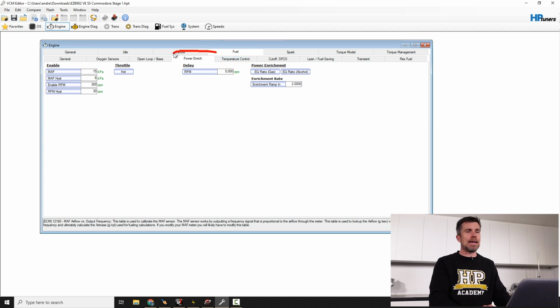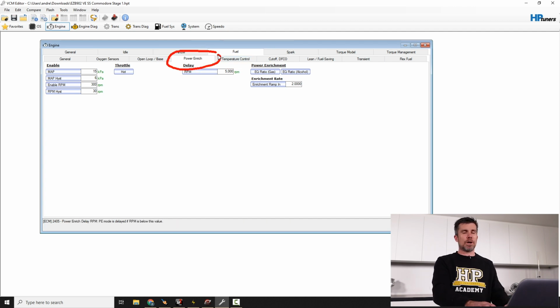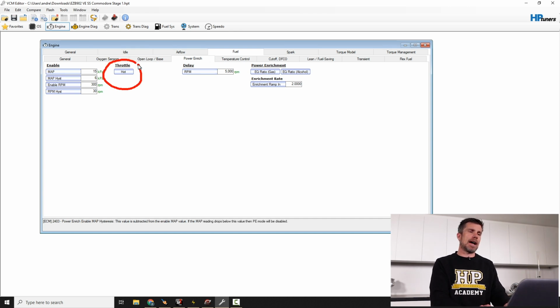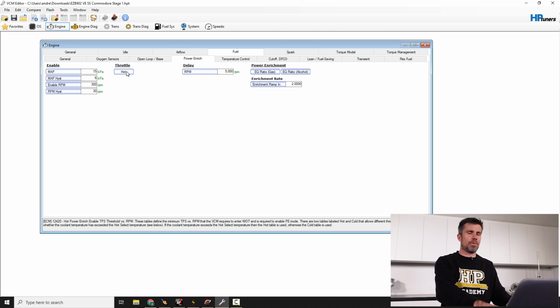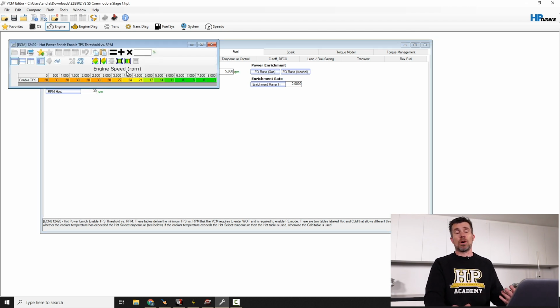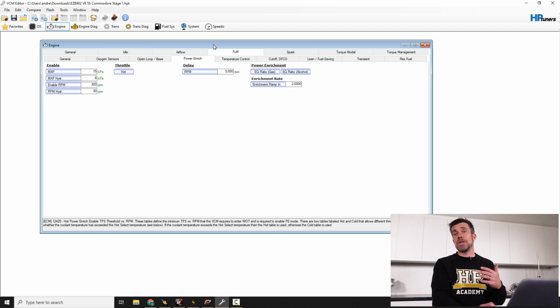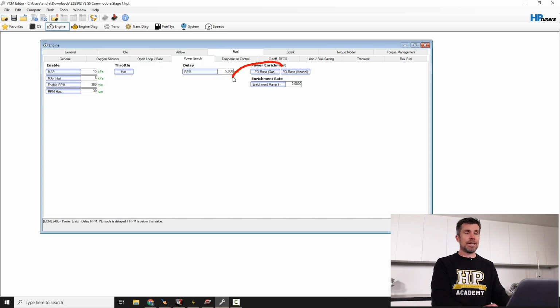And we are here on our fuel power enrichment tab. There's a bunch of parameters here. One of the key ones is our hot throttle table, so we'll open this. In some engine control modules, there's a hot and a cold table. This only has one, but essentially it defines at what throttle position versus RPM the engine control module will transition from closed loop to power enrichment. Once it is in power enrichment, we obviously need to target a specific air-fuel ratio. Let's have a look at that.